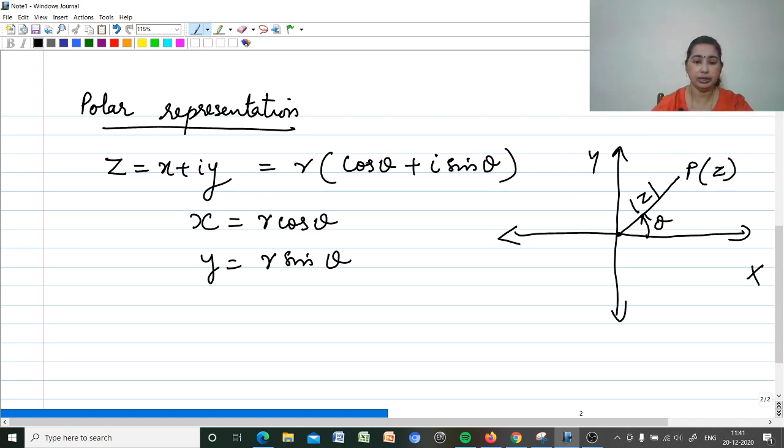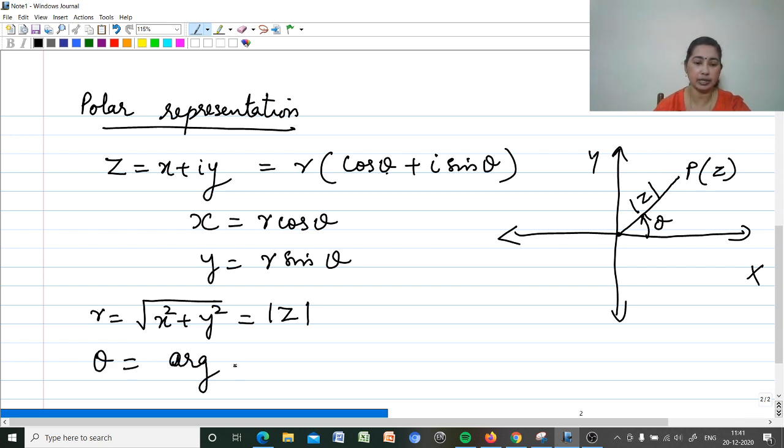In order to convert into polar form, first we have to equate x equal to r cos theta, that is the real part, and y equal to r sin theta. And we have to find what r is. We have already found that r is root of x square plus y square, which is the same as the modulus of z. So r is the modulus of z, and mod z is root of x square plus y square. And theta is called the argument, which we write as arg z. And how do we find theta?